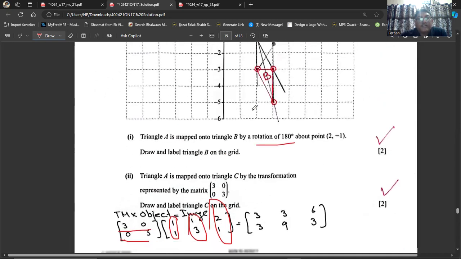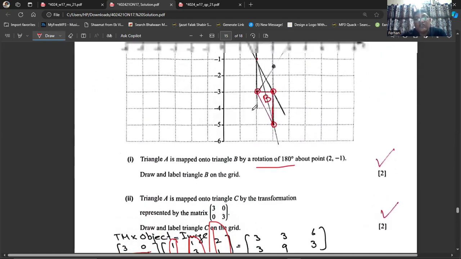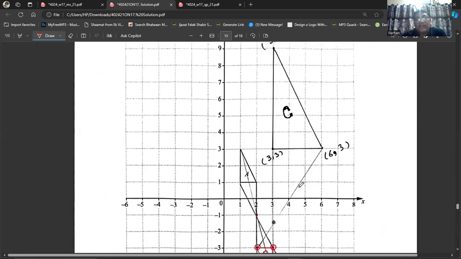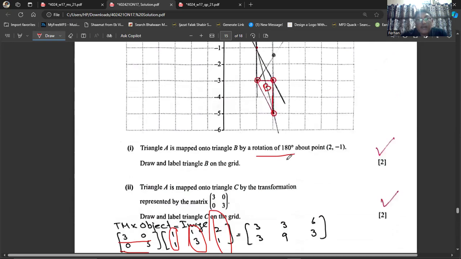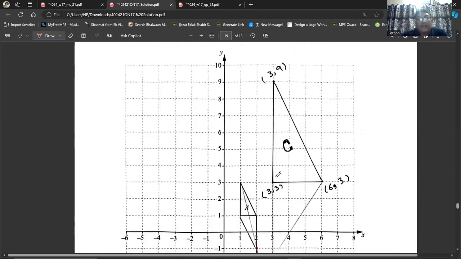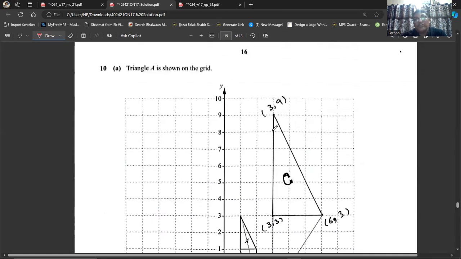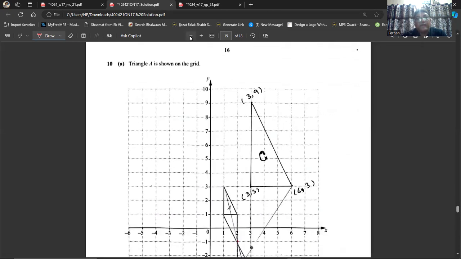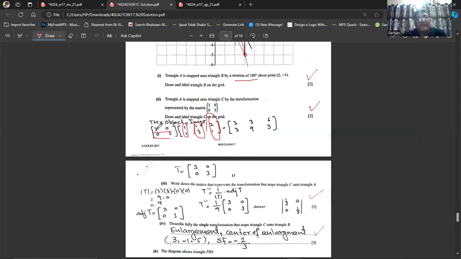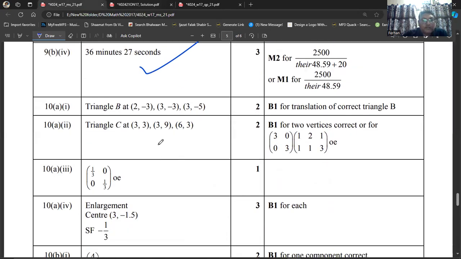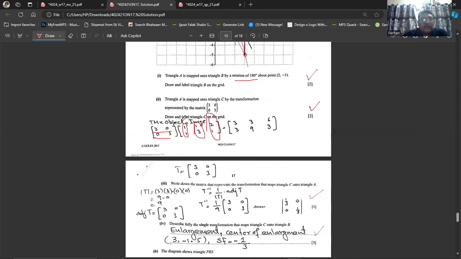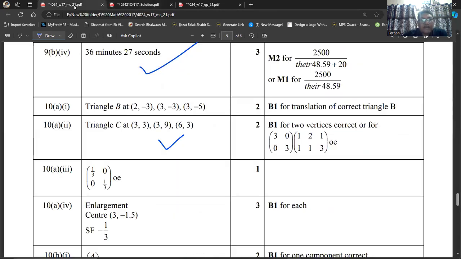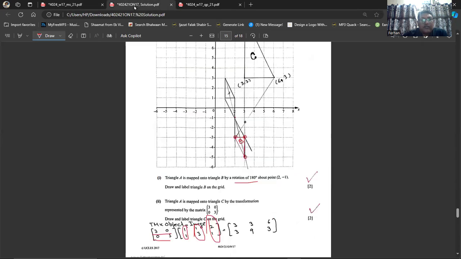So you get this answer. We will just plot these points: (3, 3), (6, 3), and (3, 9). Just put these points here and just join them. I hope you understand this. From here I took rows and multiplied with them. Triangle B, that answer is right. (3, 3). Yeah.